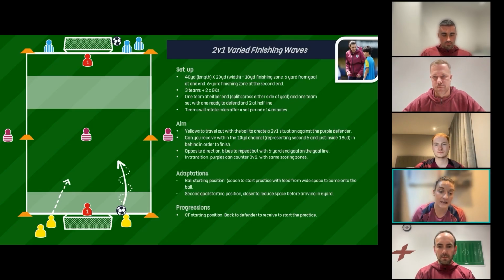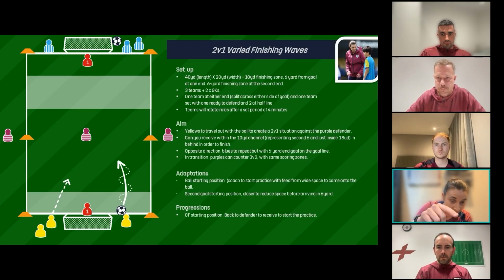And in essence, what we're wanting from this situation is in the 2v1, you can see that we've got 2 varied end zones. Depending which direction you're shooting, and this will change, they'll all change roles throughout the practice. So after their 4 minutes, they'll try something new. But as the Yellows go beyond that first defender in a 2v1, their aim is to try and combine to get into the 10-yard end zone.